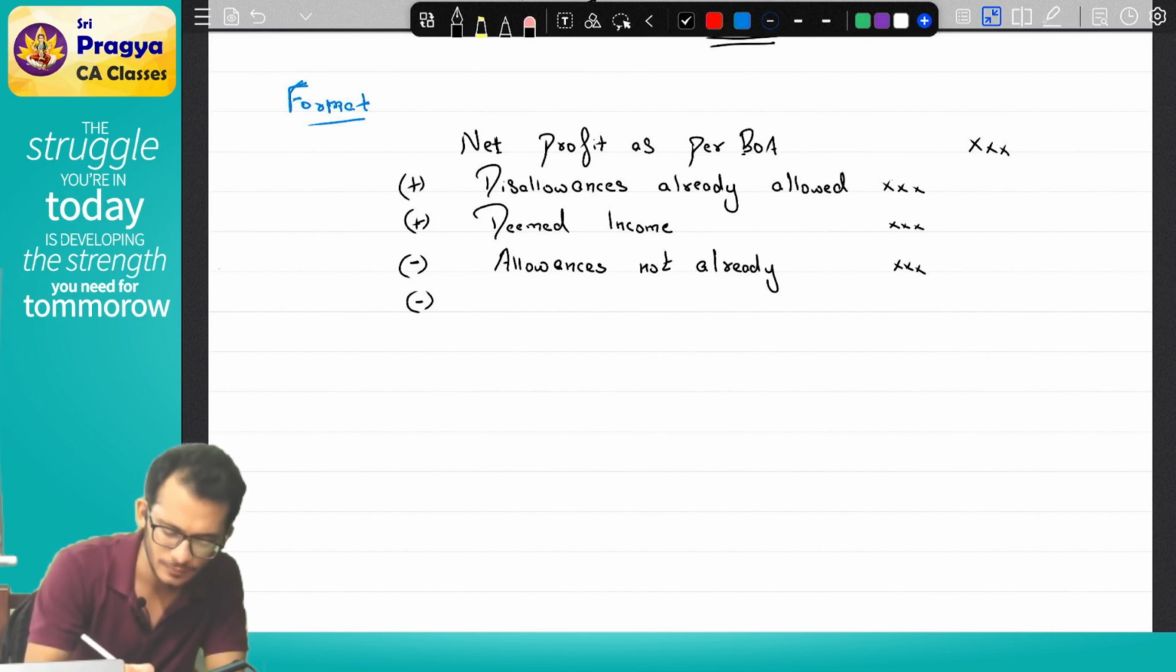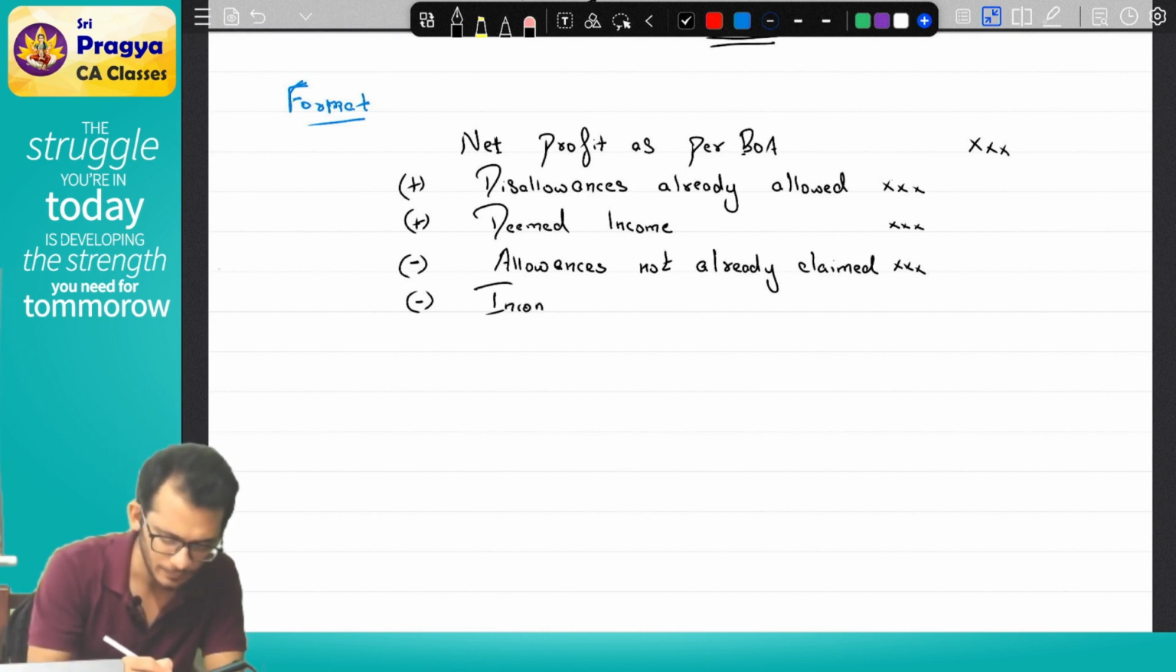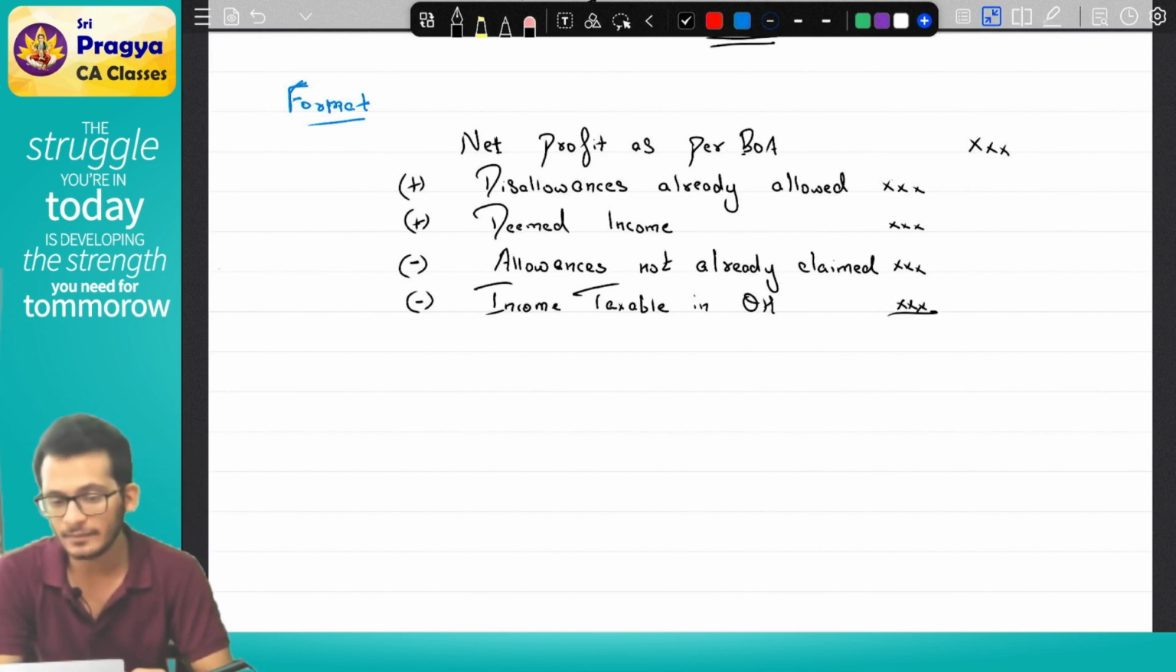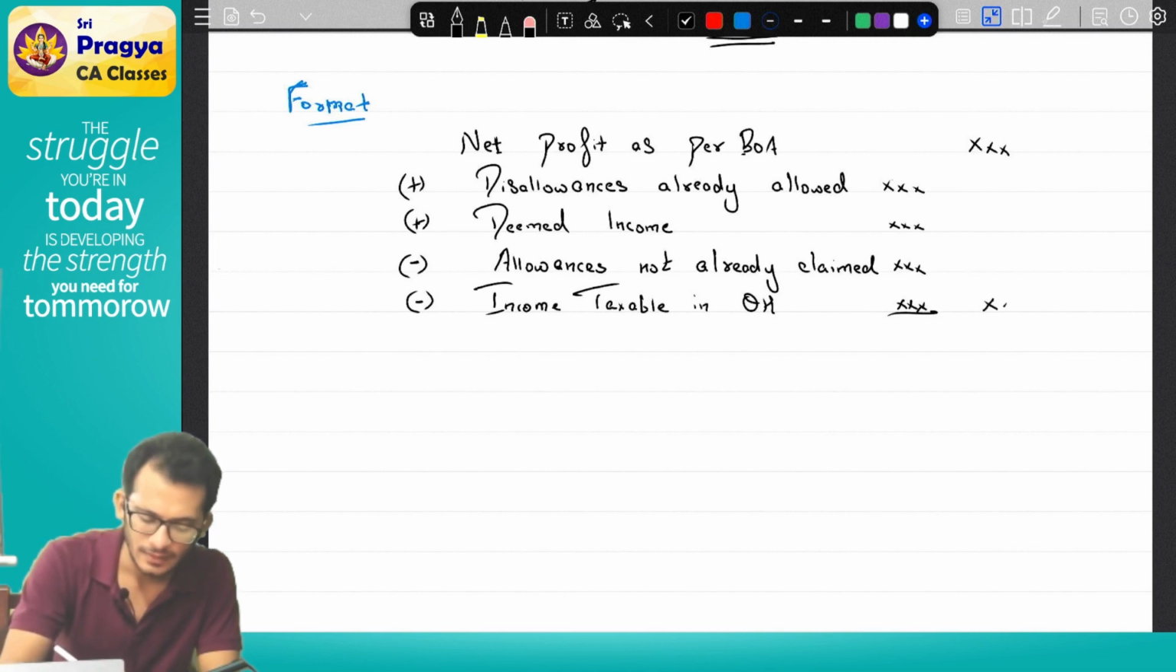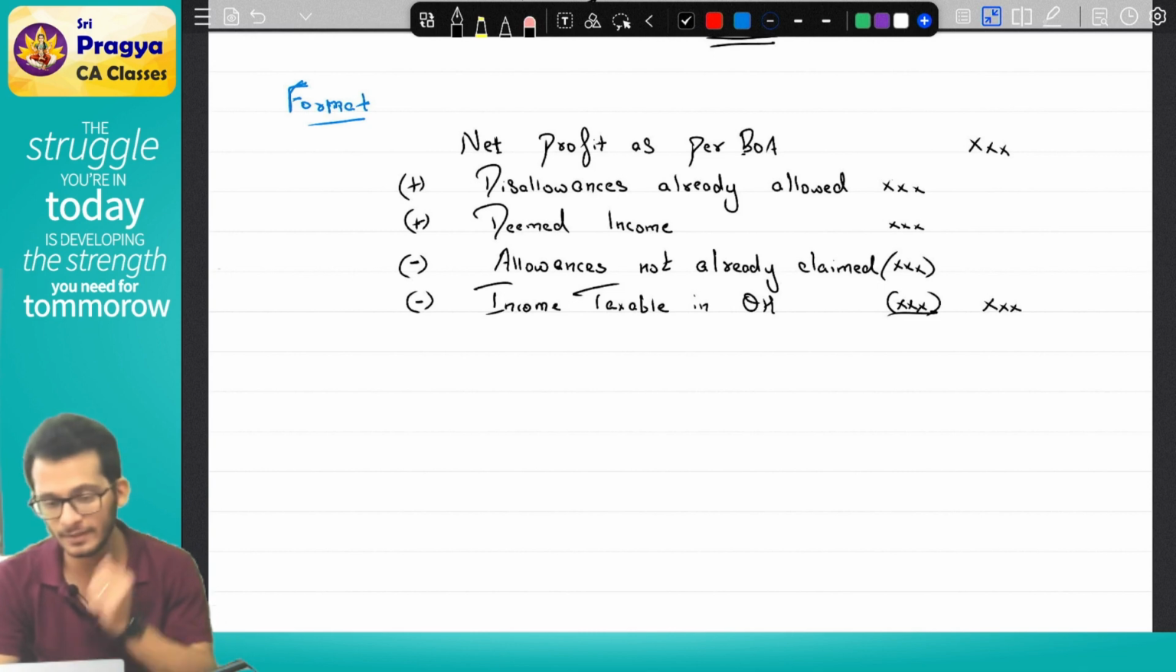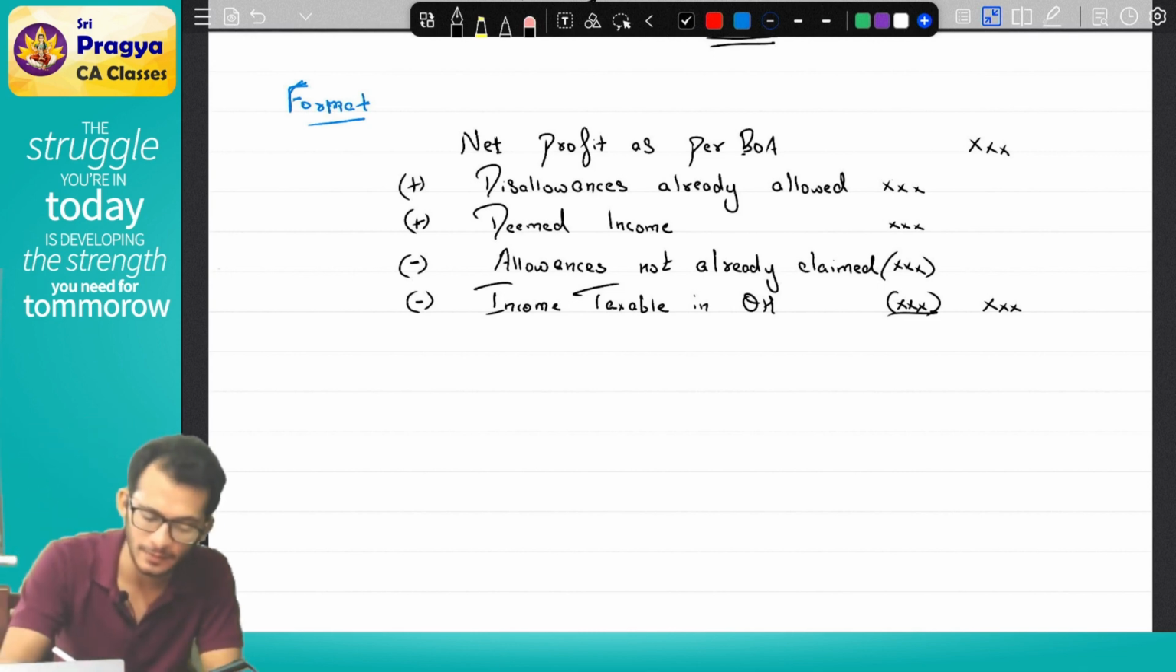The last item is reduction. Reduction is basically income taxable under other heads. The first 2 items are plus, the next 2 items are minus. This will arrive at your PGBP. You can find this as your PGBP answer.